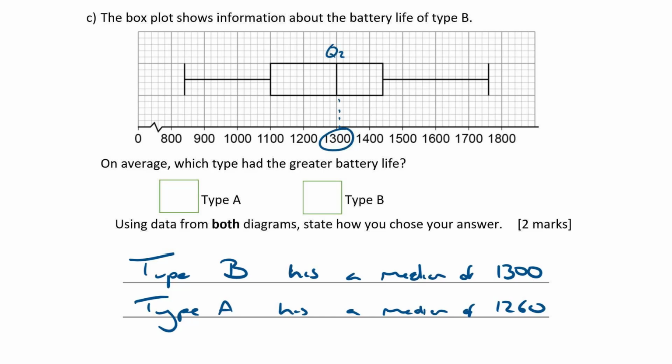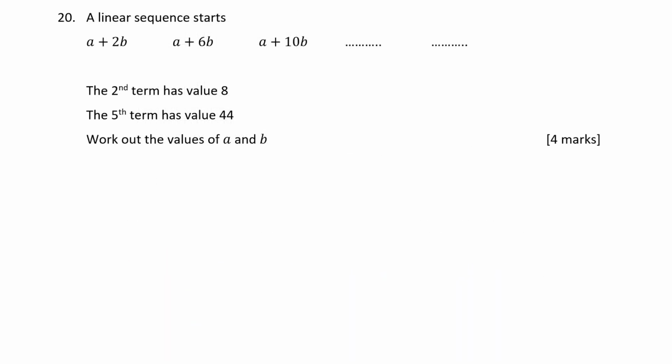So what do we have to tick? On average, which type has the greater battery life? B does. State how I chose my answer. Well, I've shown that. That's all fine. I've done everything.